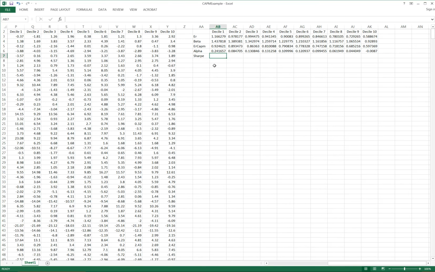All right, now let's calculate the Sharpe ratios. Sharpe ratios for the individual assets are just the risk premium for the asset. That's the expected risk premiums right here, because I didn't need that parenthesis, divided by the standard deviation of that particular portfolio's excess returns.